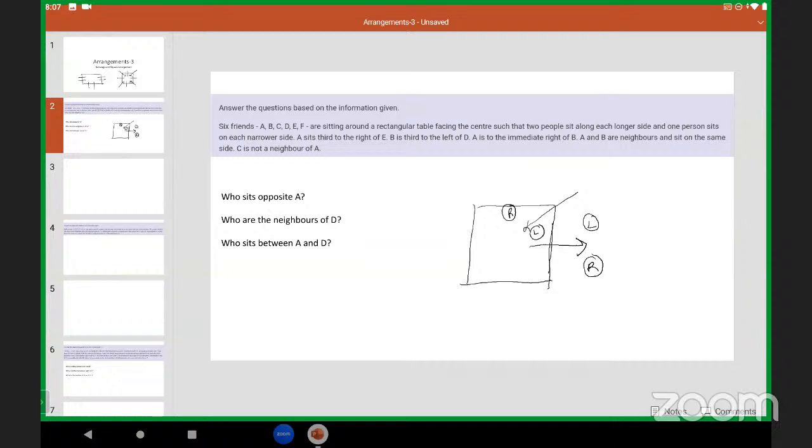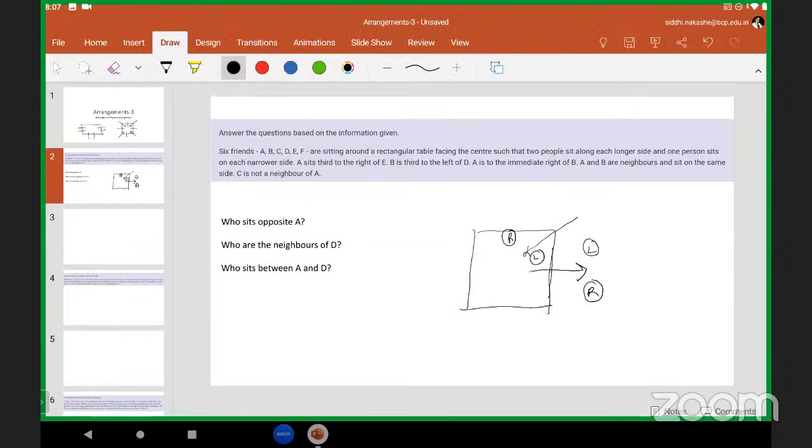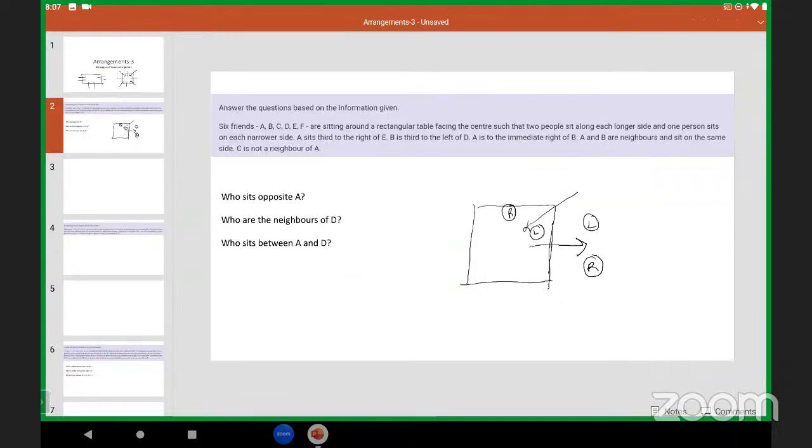Give 5 minutes and try to solve this question. Take 5 minutes, read the given conditions, and try to solve it.